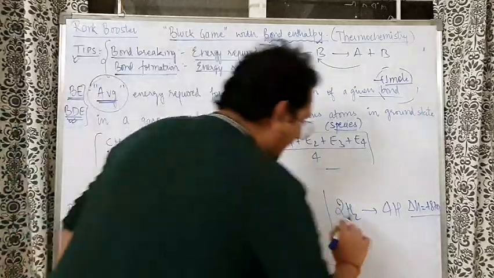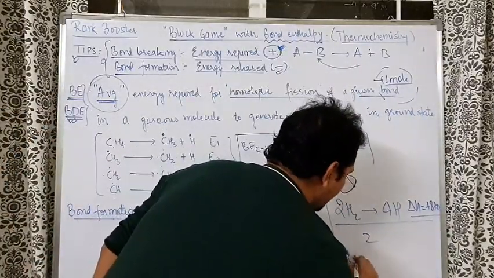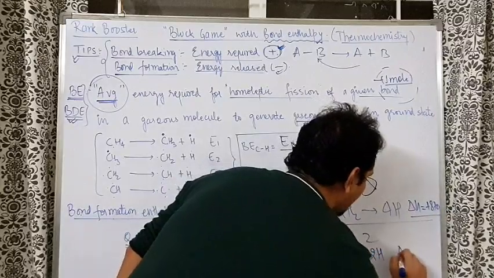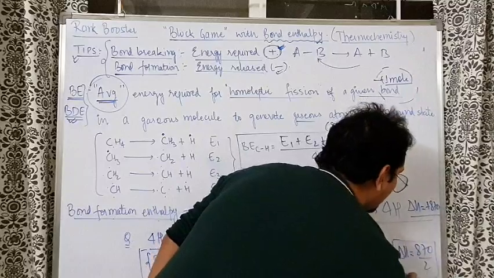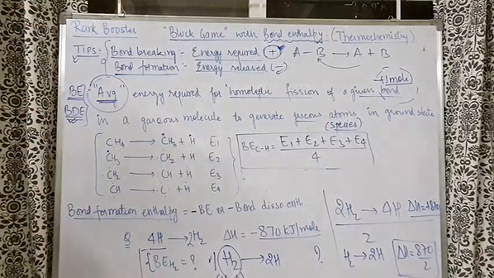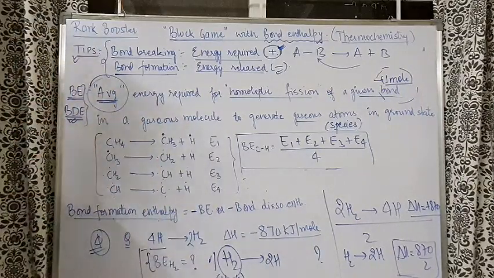Now they are asking H2 giving you 2H. So divide by 2. So H2 gives you 2H, and delta H is coming 870 by 2. Very good, and that is your answer. Done. 4 marks insurance in the NEET exam done. Previous year question this is.